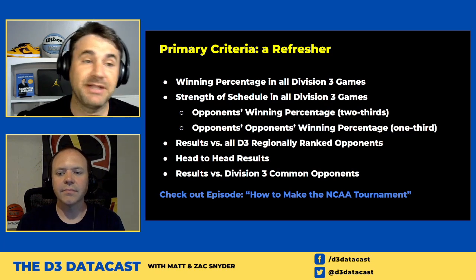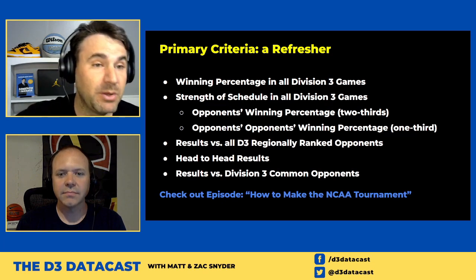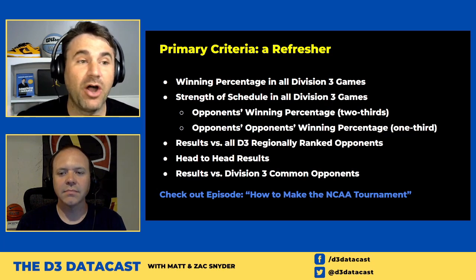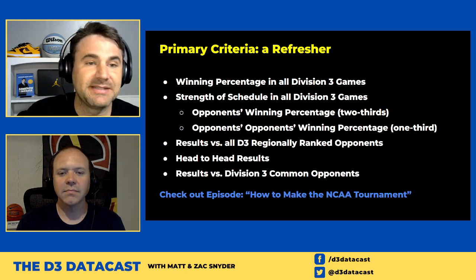So if I played someone and you played the same team, Zach, you probably beat them and I probably lost, which means you're going to be ranked higher than me. Well, that may make you be ranked higher than me. That's one piece of primary criteria that they can look at. So that's a refresher. Those are the 5 primary criteria. That's what we're focusing on all season long in our hashtag D3Hoops conversation when we're talking about rankings and selections.